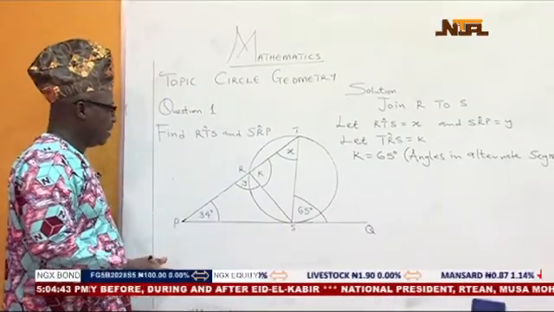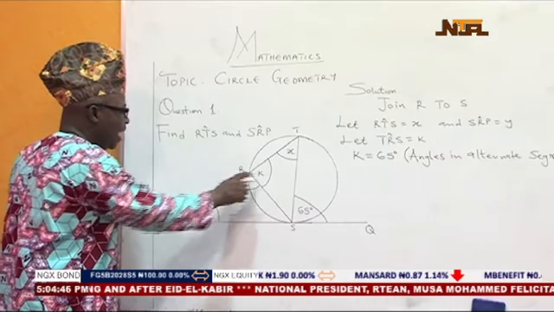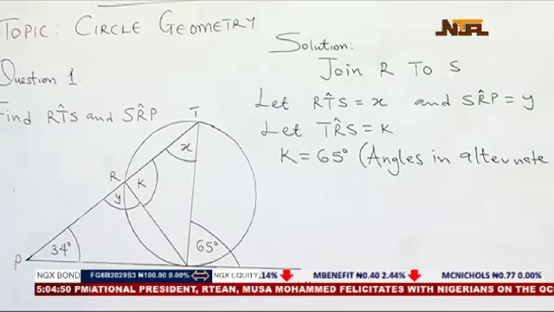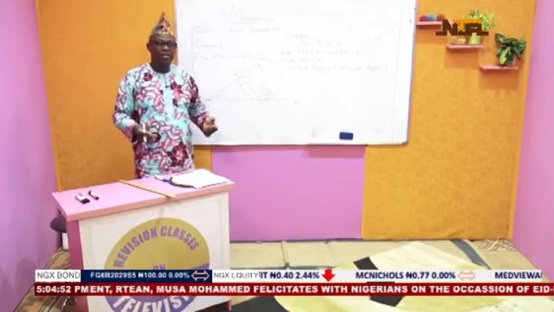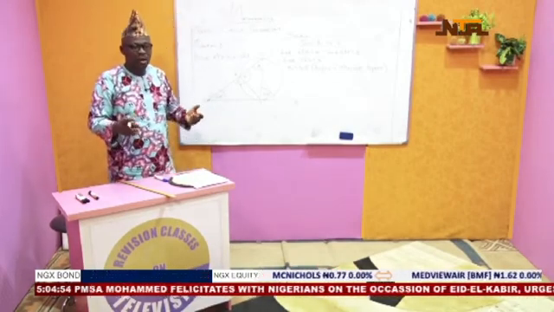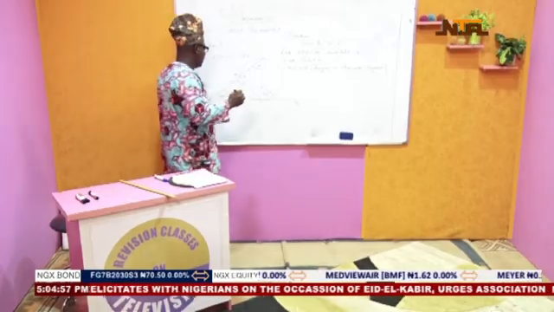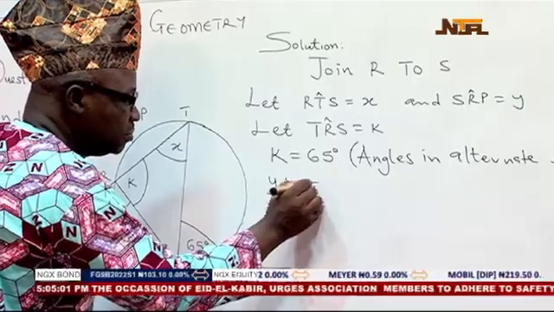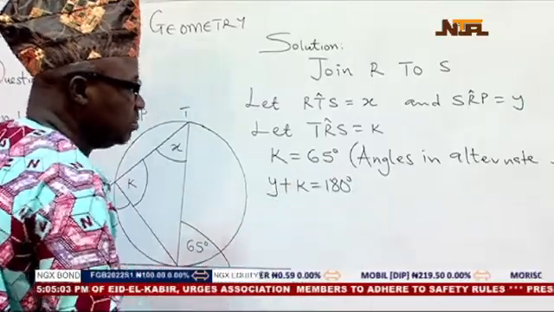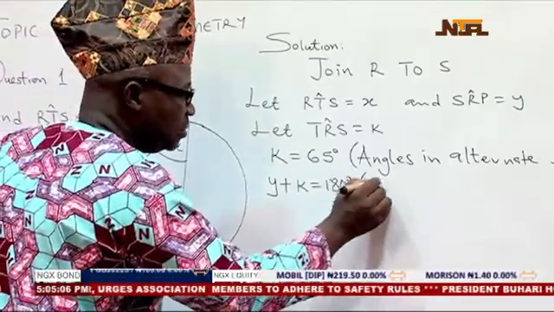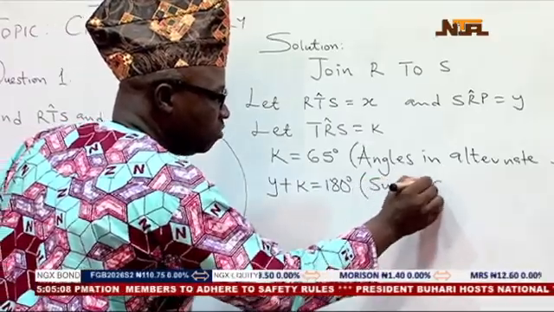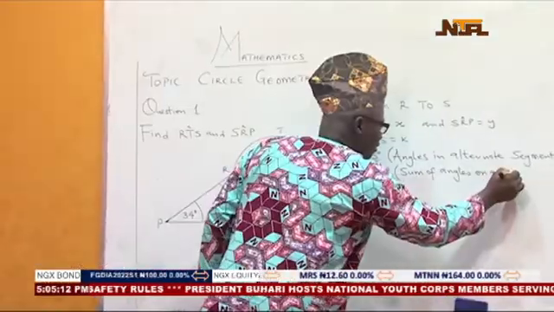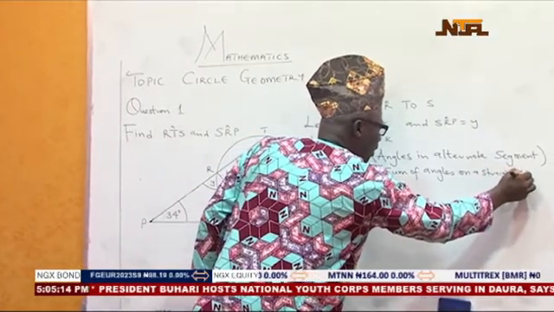Looking at the diagram again, angle Y and angle K lie on a straight line. And we know that the sum of angles on a straight line is 180 degrees. So we are going to use that theorem to proceed. We'll say angle Y plus angle K is 180 degrees. The reason for that, sum of angles on a straight line.